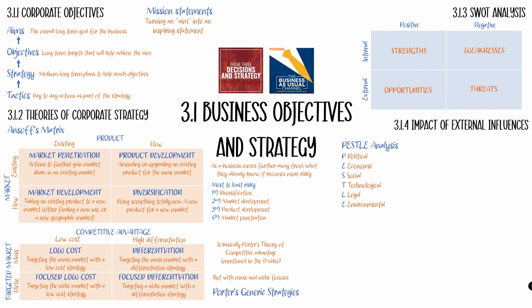Social deals with things like trends, like fashion, changes to demographics. So an aging population, a population that, fashion is obviously very, very cyclical. So you can see fashion in certain areas, they might come and go. Technological, we've seen businesses be born out of technological change. We've seen businesses die because of technological change.